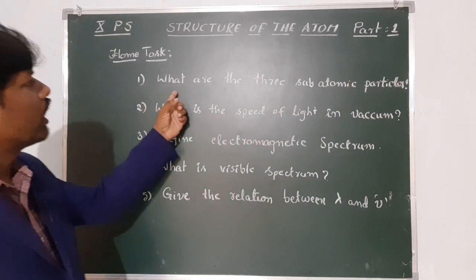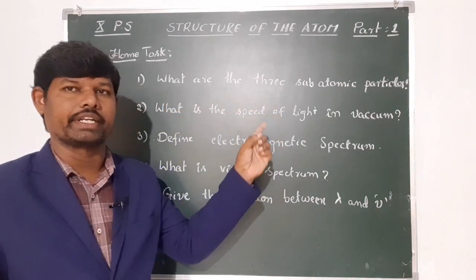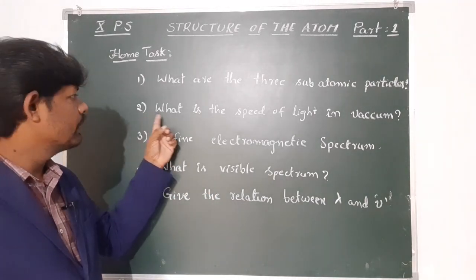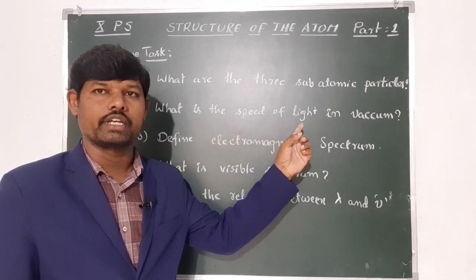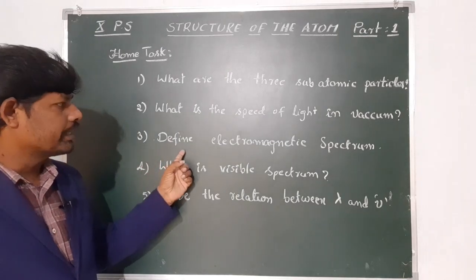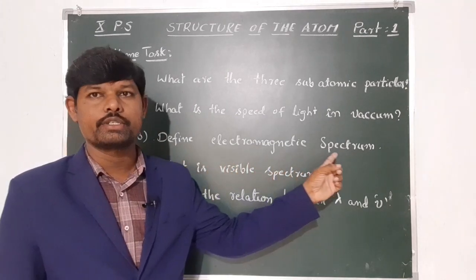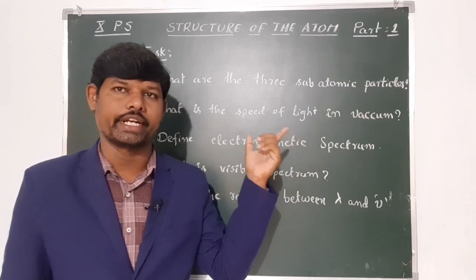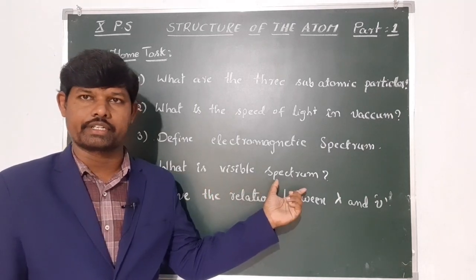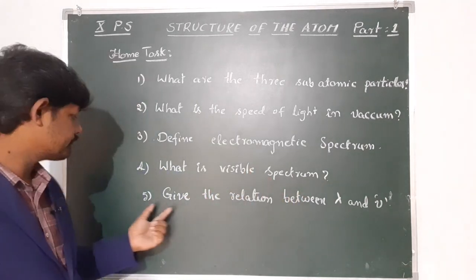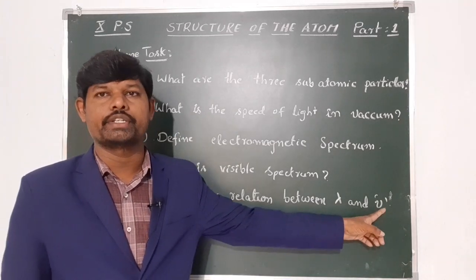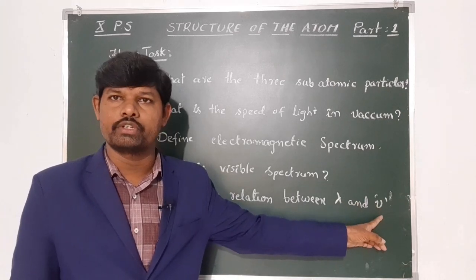First one, what are the three subatomic particles? Second question, what is the speed of light in vacuum? Third one, define electromagnetic spectrum. You have to write the definition. Fourth one, what is the visible spectrum? And fifth question, give the relation between lambda and nu, wavelength and frequency.